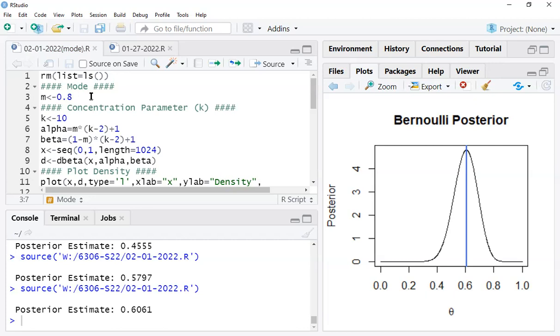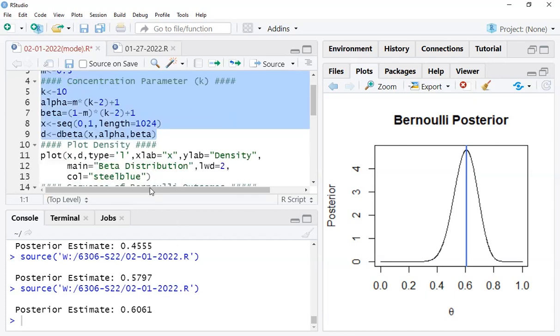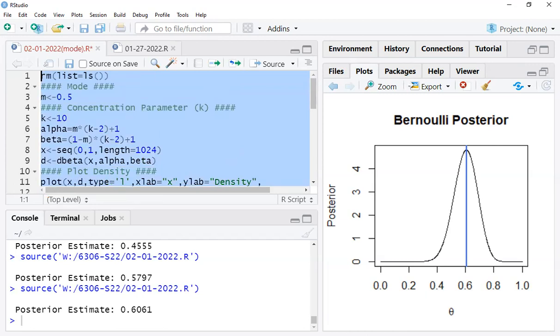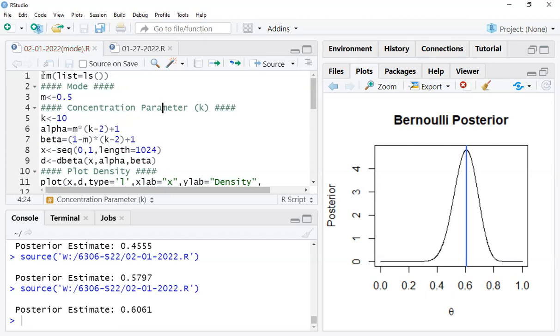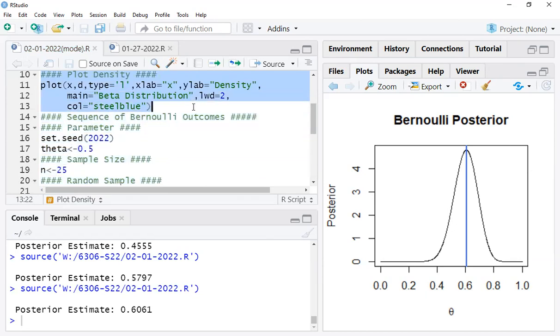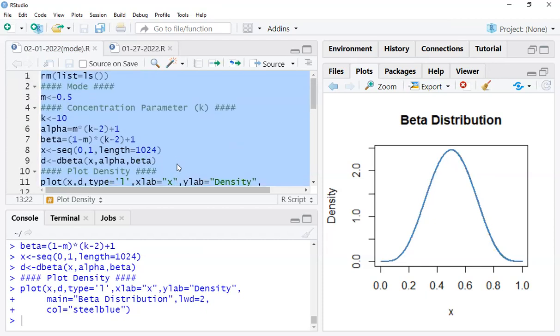When I set mode equals 0.5, it has to be right in the middle. So we set mode equals 0.5. Oops. Same code. All I'm doing is changing alpha and beta and parameterizing using the mode m. Of course, I could have called it mu. I didn't want to confuse, which is why I called it m, so that we stick to our derivation. So mode is 0.5 and kappa is 10. So that is the distribution we get.